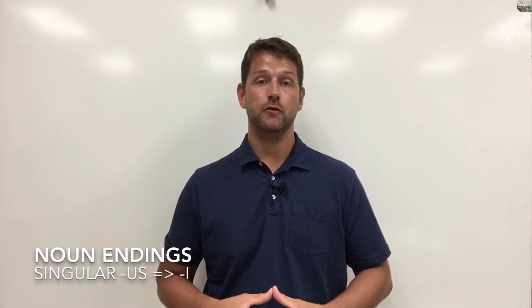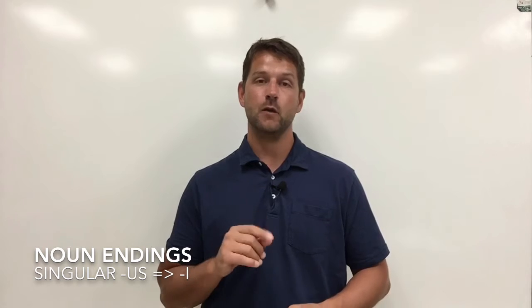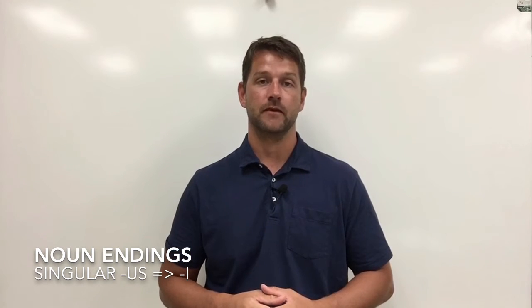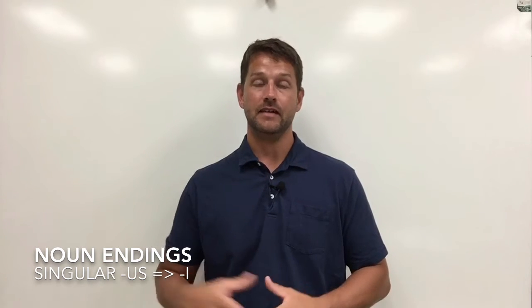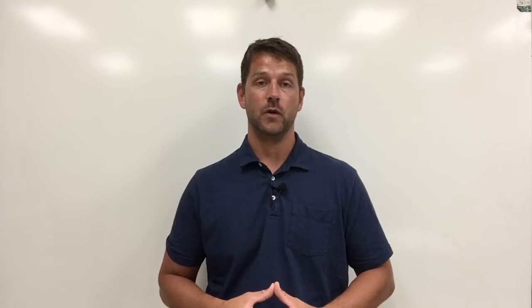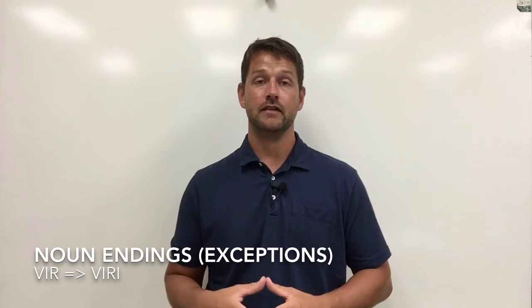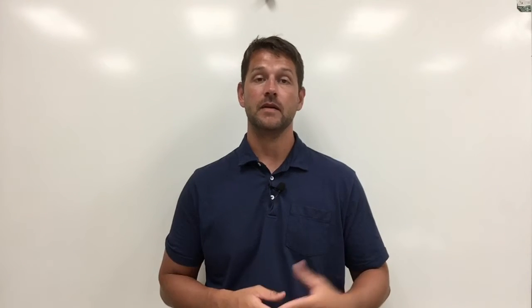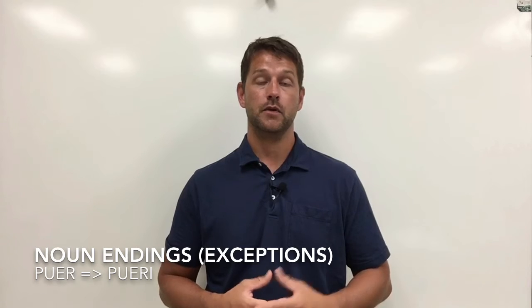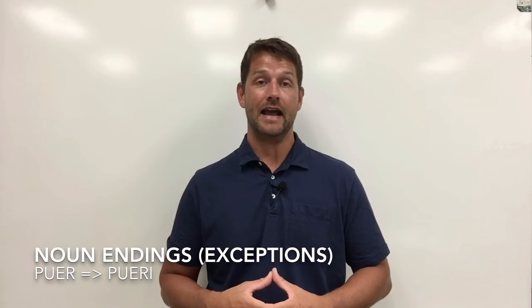For those that end in US, it becomes a long I, that I with a macron, that little line across the top of it. And we'll pronounce that E. There are a couple other exceptions that we will look at. For example, we saw the word vir, V-I-R. That's the singular. In the plural, that becomes viri with a long I ending. Same thing with the word puer. Puer in the singular becomes pueri in the plural, that long I ending.